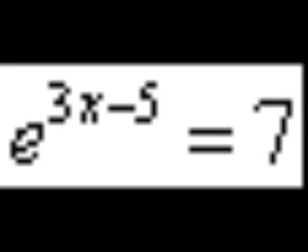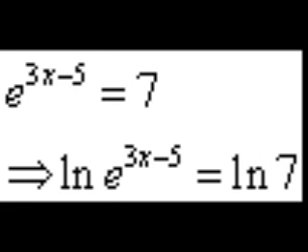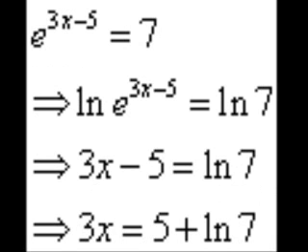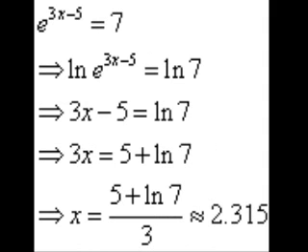Let us look at this problem. e to the 3x minus 5 equals 7. Whenever you want to solve a problem with e, we need to take the ln of both sides. Remember, in algebra, we are allowed to do anything we want to both sides of an equation. So here we have ln of e to the 3x minus 5 equals ln of 7. So then we get, finally, 3x equals 5 plus ln of 7. Now we can easily solve for x, and we get 5 plus ln of 7, all divided by 3.